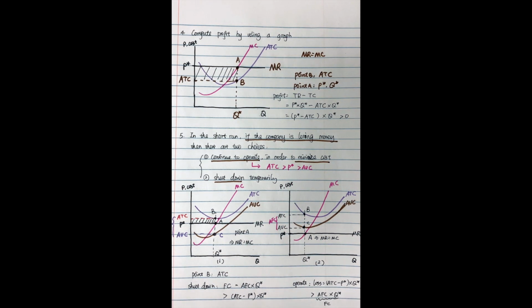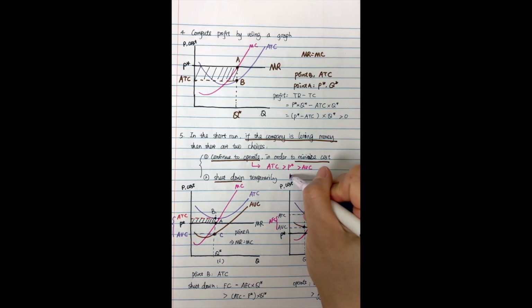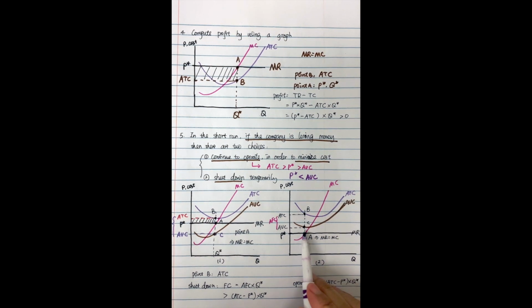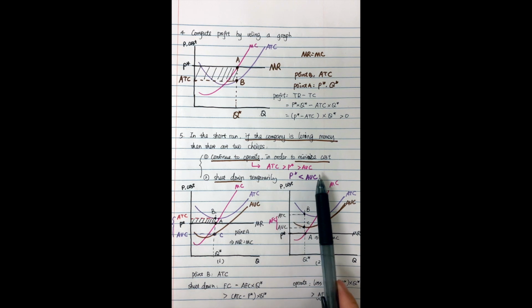If the firm chooses to shut down the business, what's the condition the firm should satisfy? When shutting down, you can notice now the price is smaller than average variable cost. The price is very, very low, even lower than average variable cost. So these are the two choices that a firm can make when the firm is losing money. And I also gave you some conditions under which a firm can shut down the business or choose to operate even while losing money.